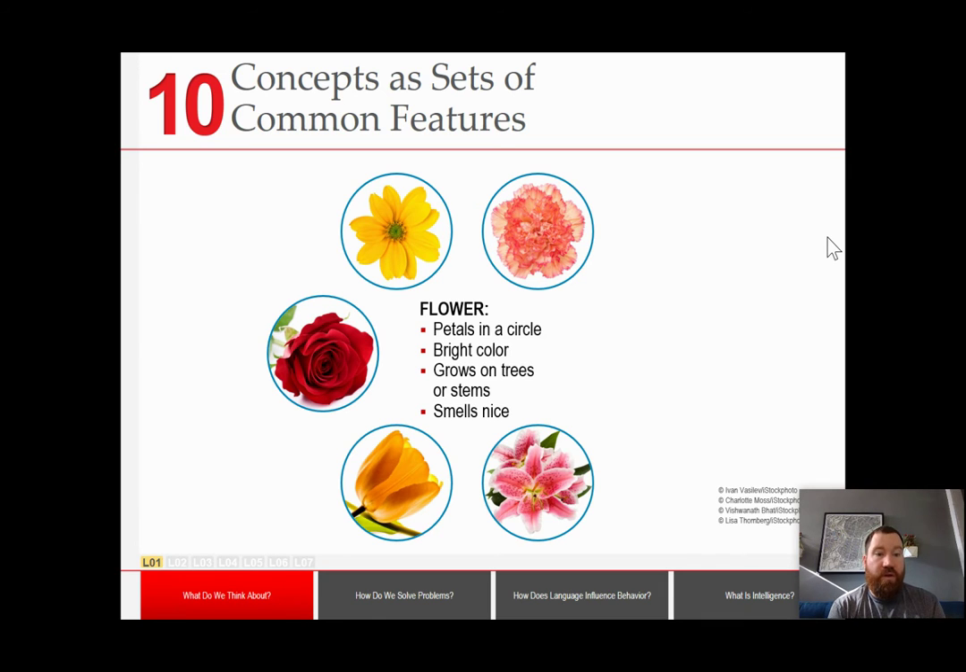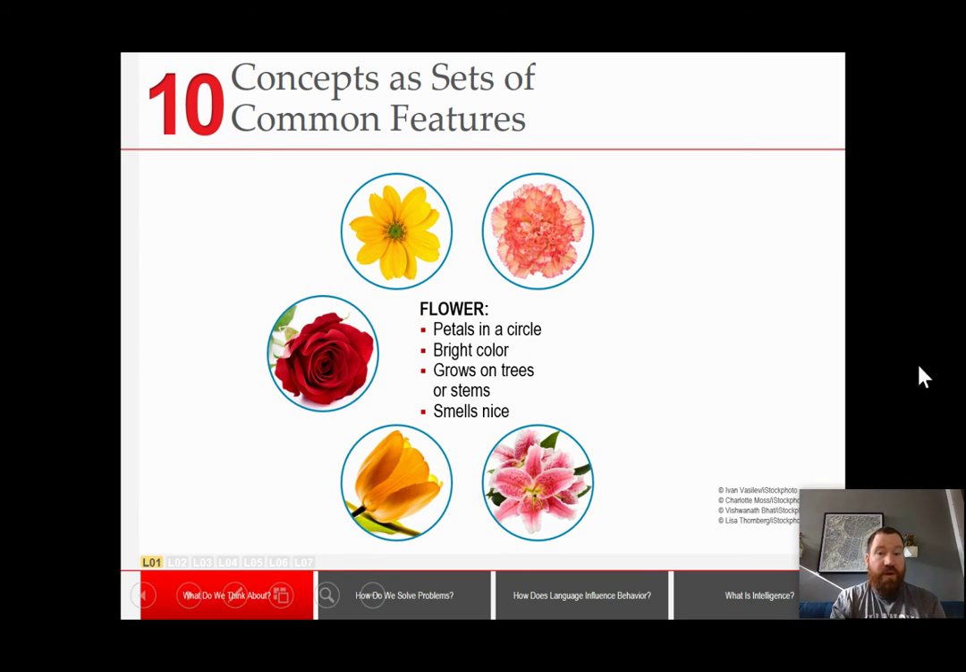If we're looking at all these different types of flowers, from the rose to the lily to the tulip, and I don't know what some of these other ones are, we can come up with certain defining features of those things, and then in order to be part of that category, a specific individual needs to meet those criteria. So for flower, maybe you have petals in a circle, maybe they have a bright color, maybe they grow on trees or stems, and they smell nice.